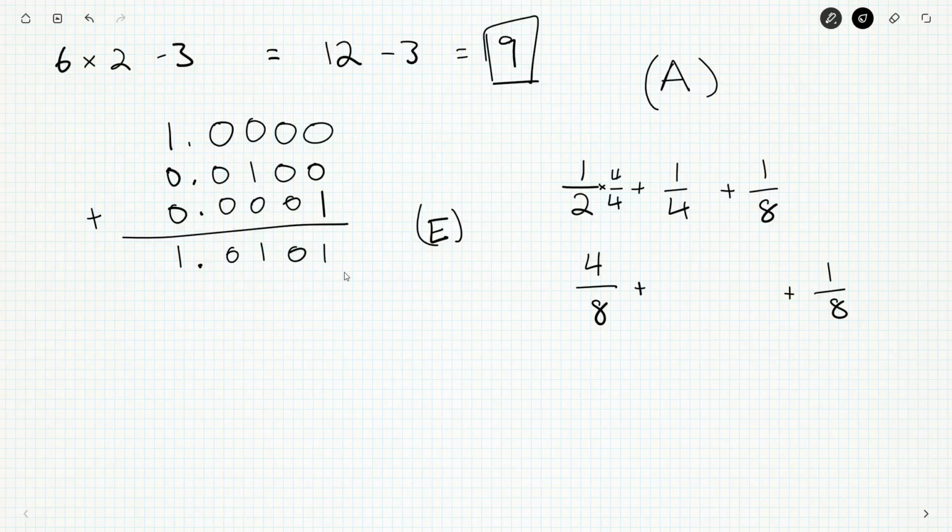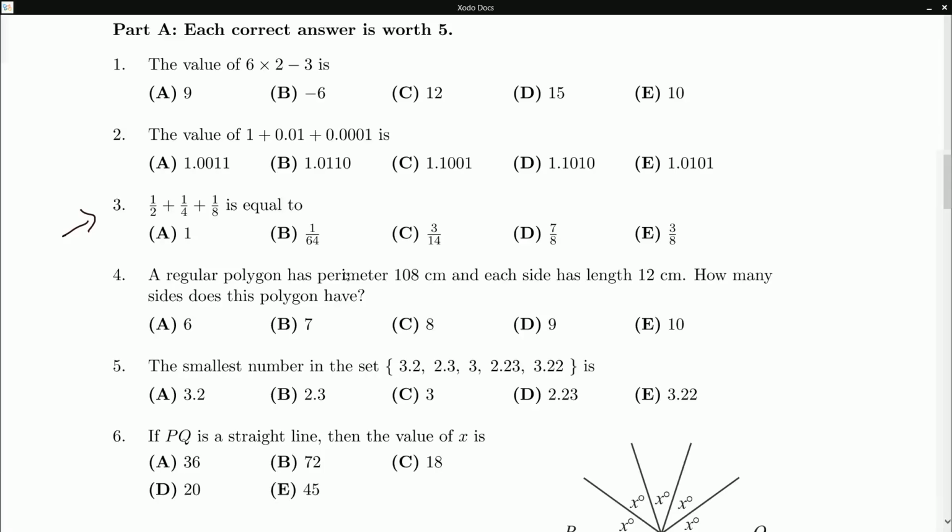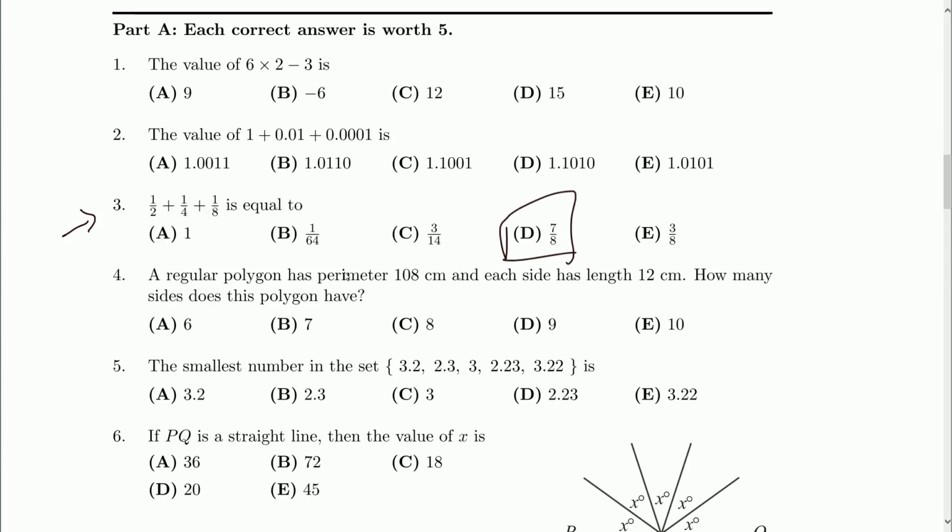For 1/4, how do I turn 4 into 8? I multiply by a 2, but I can't change the fraction by just multiplying by a 2 on the bottom, so I have to multiply by 2 over 2, because multiplying by 1 doesn't actually change anything. So we're left with 2 over 8. And now that we have a common denominator, adding just becomes adding the numerators. So 4 plus 2 plus 1, 7. So we get 7 over 8. Okay, and that was one of the answers. It's D. So we're going to go with D here.